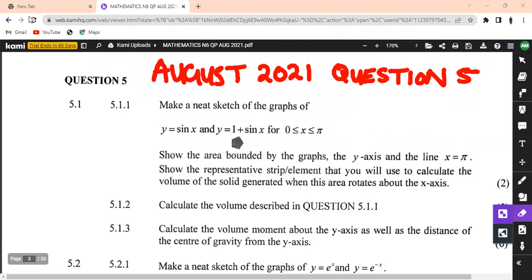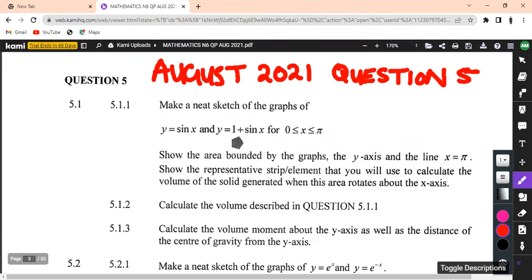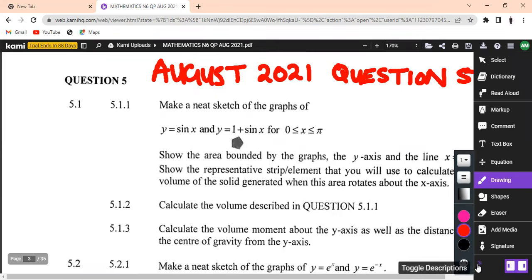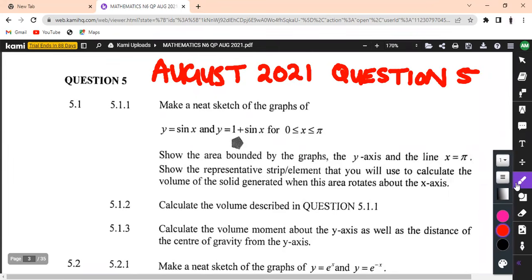Still working on engineering. Here we are going to be focusing on mathematics N5. Working on the question here, we are given the question from one of the question papers that we have got. All right, so we are given in this case August 2021, which is question 5, the one that we are going to actually focus on. So we shall quickly rush through the questions and see what we are given in this case.